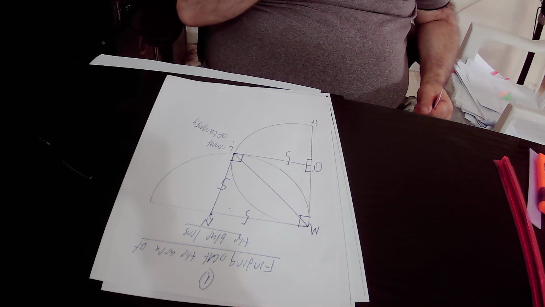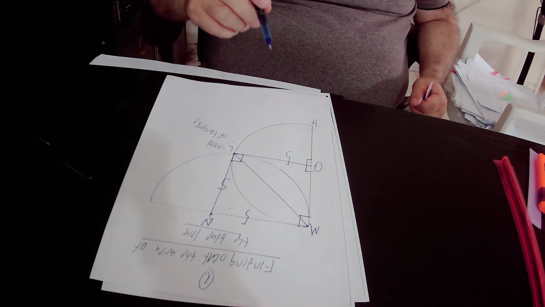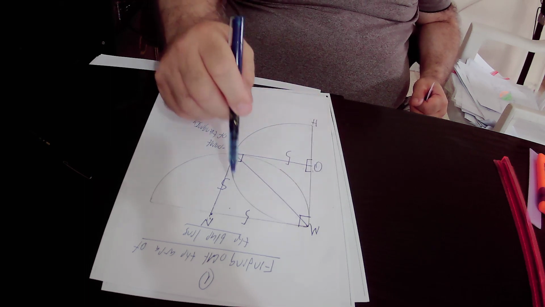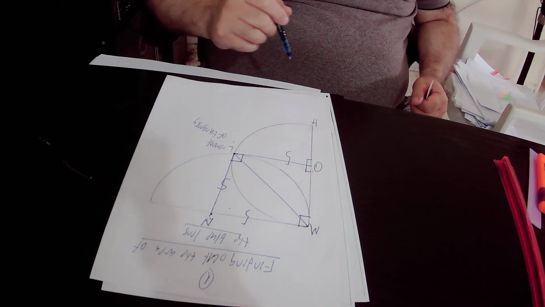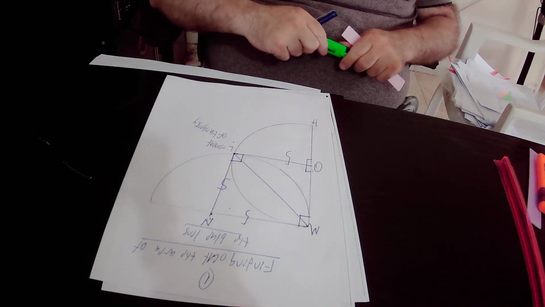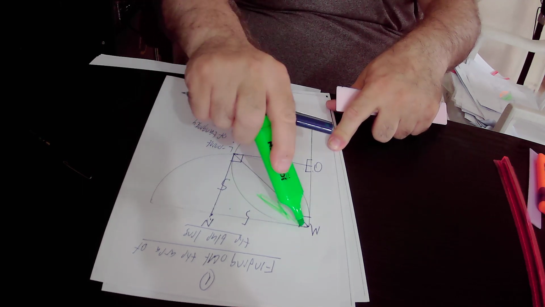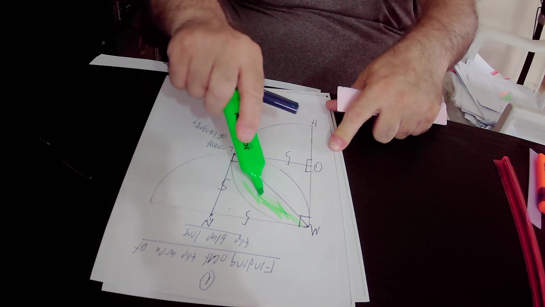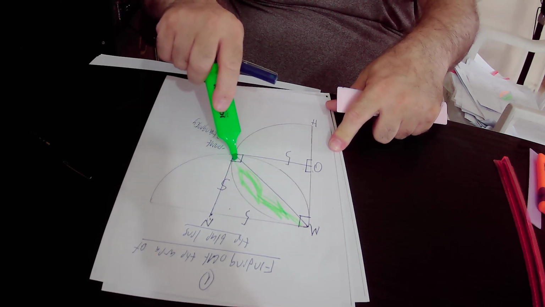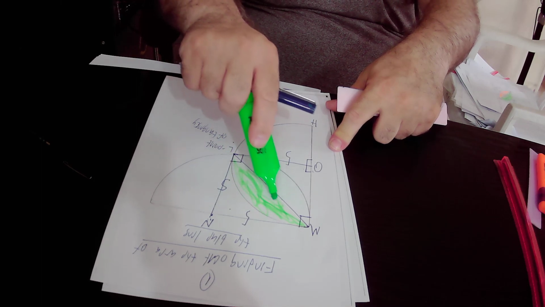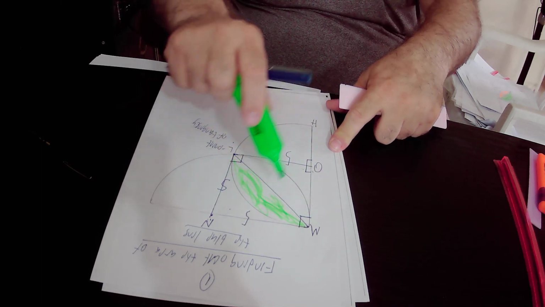So here we divided the blue lens into 2 equal parts. We will calculate the area of this circular segment. We will multiply it by 2, and this will give us the area of this blue lens.